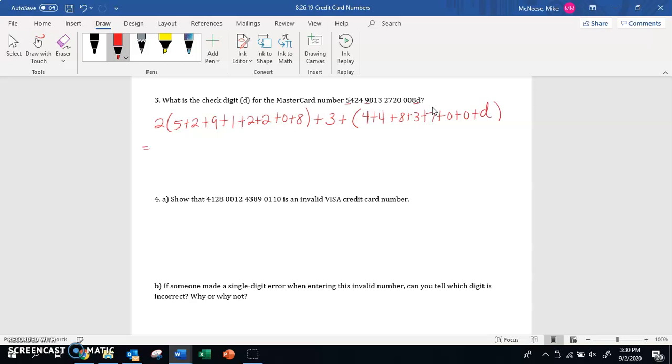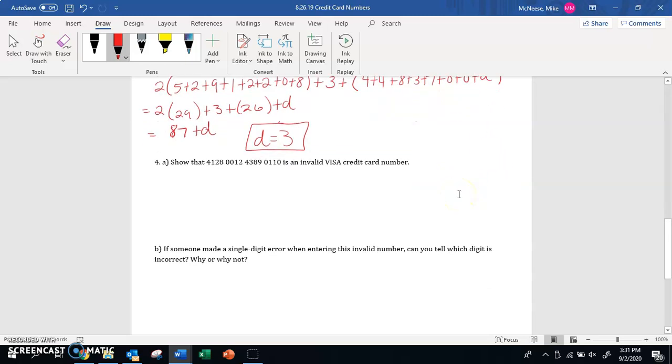And so I've got 2 times 29 plus 3 plus 26 plus D. And so that should equal 87 plus D, which means D has to equal 3. Okay, because remember, this whole thing has to add up to a number that ends in 0. The next highest number like that is 90. So to go from 87 to 90, you have to have 3.